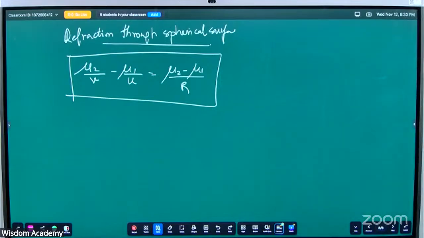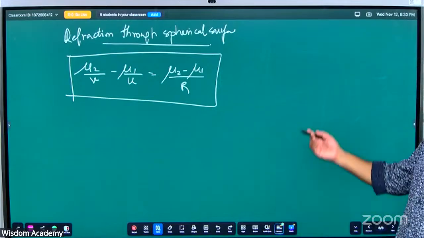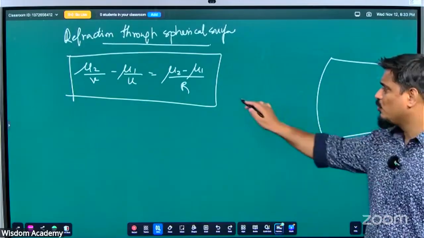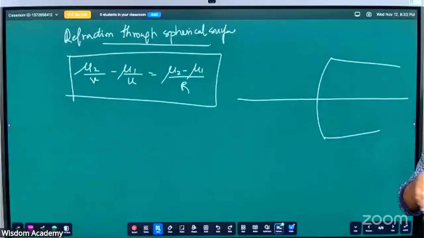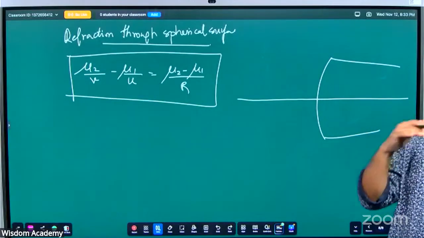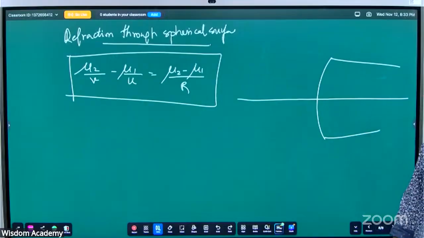What is mu1? What is mu2? I told you, if you have a question like this, where you have a refracting surface, usually the question will come like a bowl question is there, fish is there inside. That kind of questions are coming. There is a bowl of water, fish is moving, or a particle is there. That kind of questions are coming in the board exam.